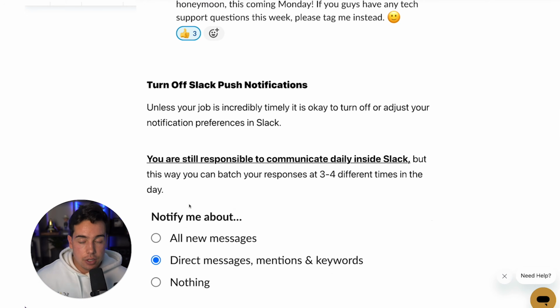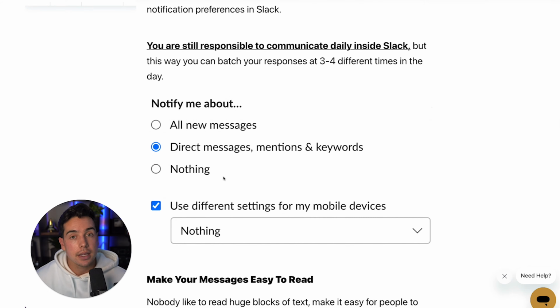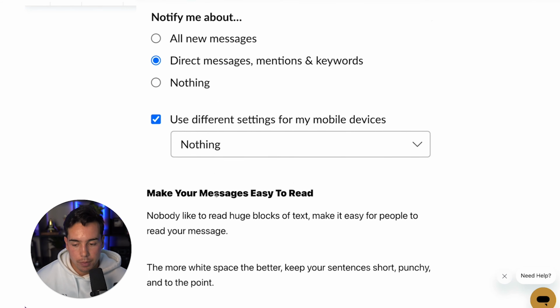Okay, so this isn't an excuse to just run away and never have to have a conversation inside Slack. Instead, this is an opportunity for you to show us how autonomous you are and only come into Slack 3 to 4 times a day, make sure questions are answered, you answer your tags, and then go back to the thing that you're probably best at, which is probably not responding to Slack messages. So this is the example of a screenshot of my Slack notifications inside Slack settings. Notify me about direct messages, mentions the keywords, and I said don't use any different settings for my mobile devices.